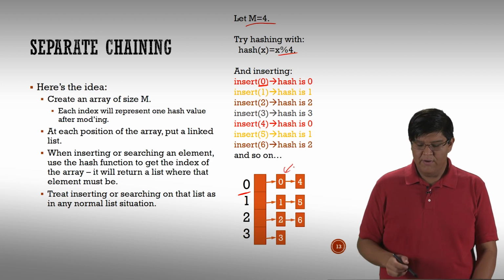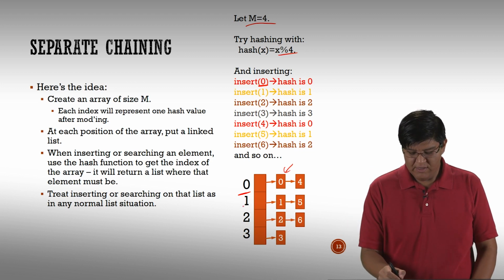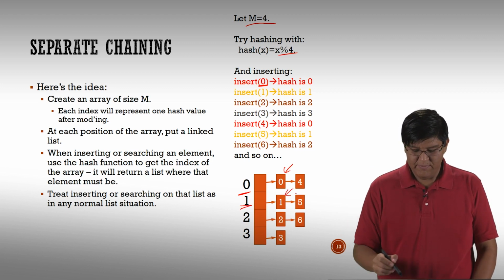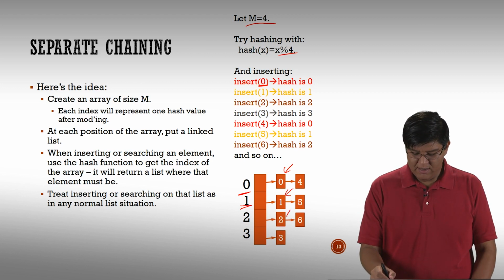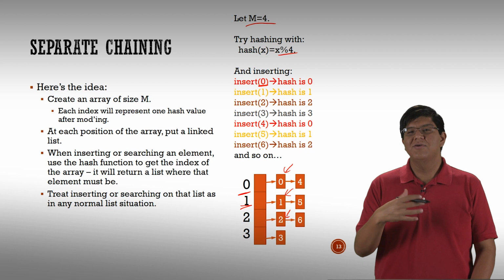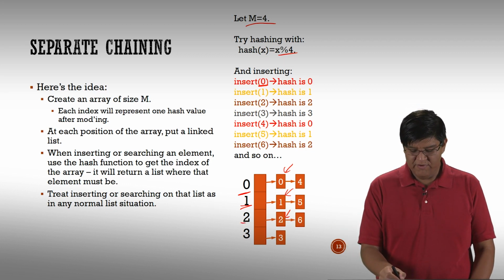Then I go to 1. Basically, I modulus it and get a 1. That means it wants to go over here, and you can see it goes over here. Then we go to 2. 2 modulus 4 is 2, so we're going to put it at index 2. So 2 ends up where we expect it.